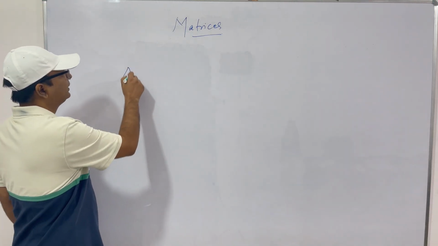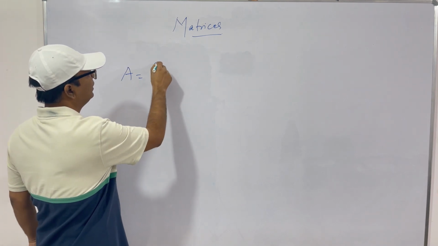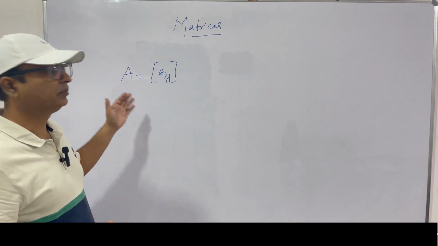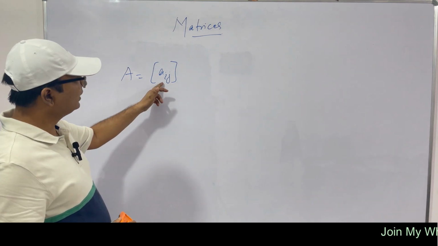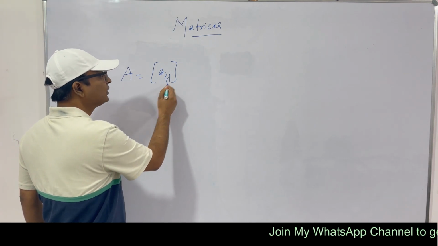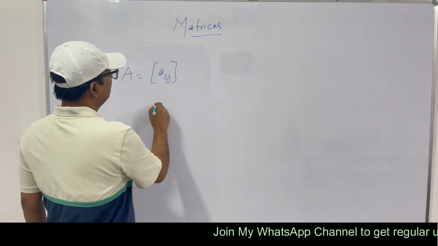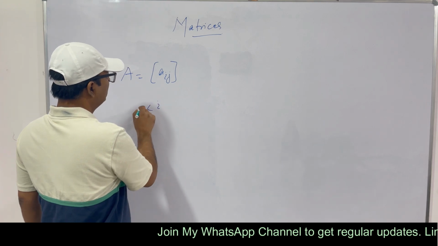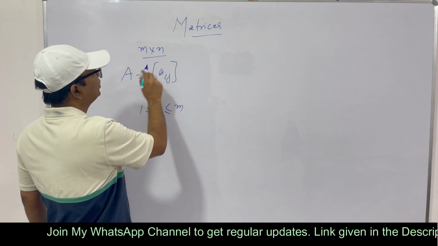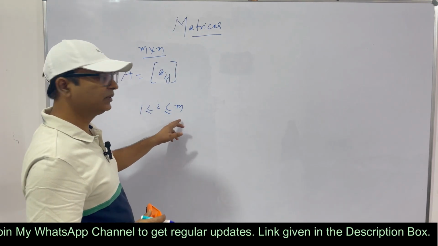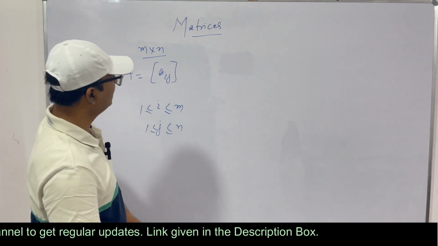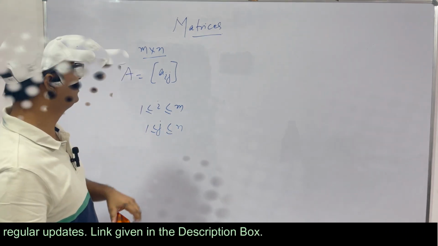We also write a matrix like this, aij. This is also how we denote a matrix. A matrix A can be written as aij, where i is the row number and j is the column number. So i will lie between 1 and m, because we have an m cross n matrix. So the row number can be at most m, and j lies between 1 and n. Clear? So this is also a representation of a matrix.